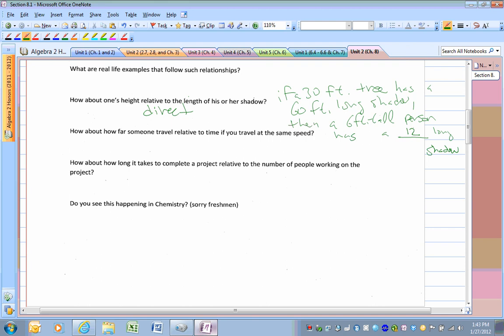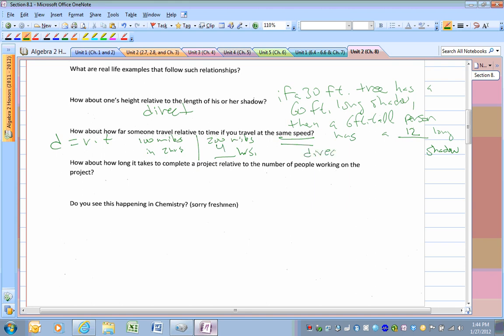Now, how about the next one? If you're driving, first of all, we're driving the same speed, so that's not a variable. That's a constant. You might remember this: distance equals rate times time. So let's say you travel 100 miles in 2 hours, which would be 50 miles an hour. Now if you travel 200 miles, how many hours have you traveled? R is your speed. 4 hours.